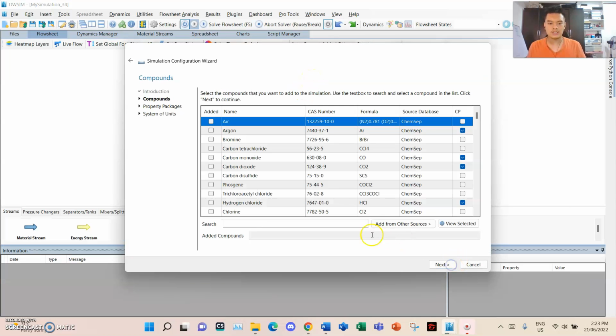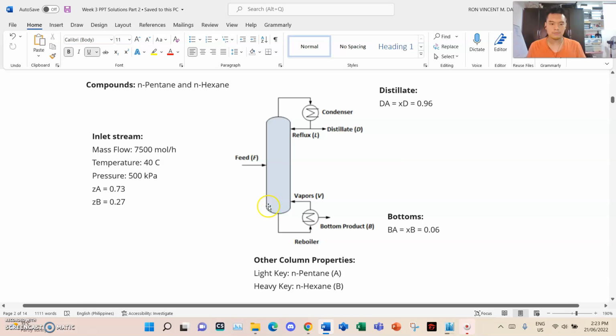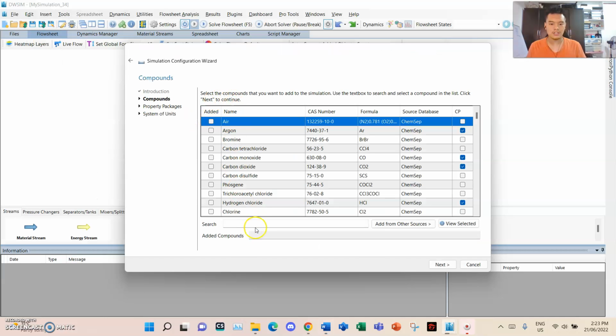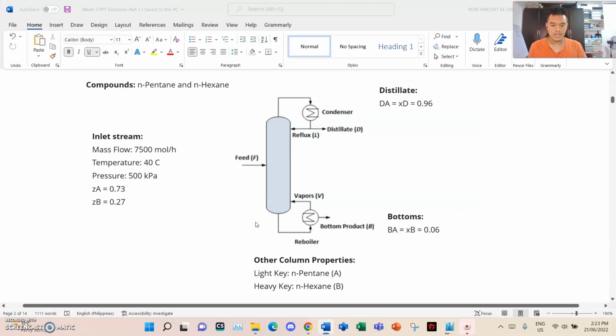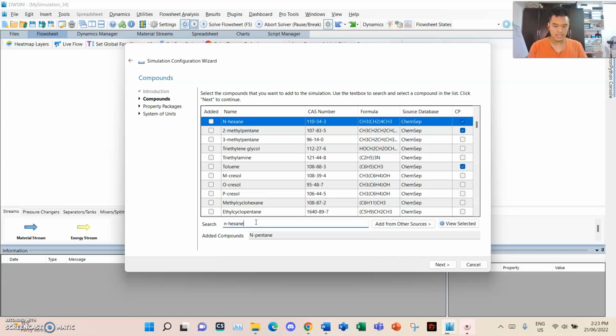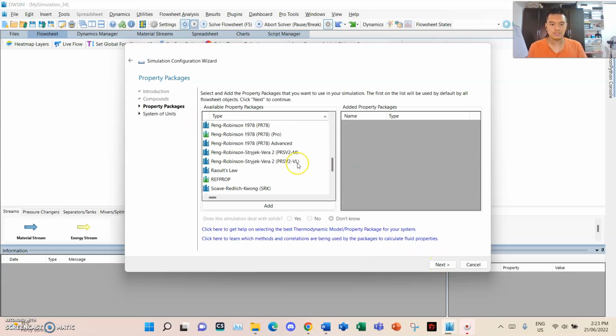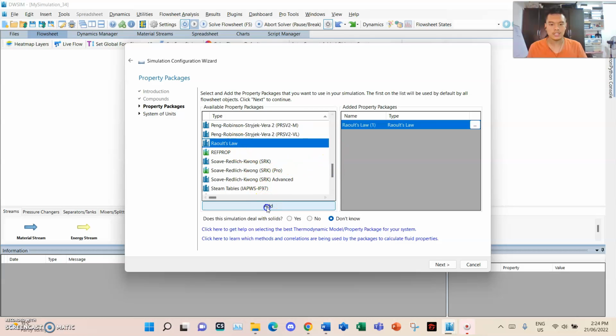So we'll click next, and what are the different parameters here? N-pentane, and another is N-hexane, normal hexane. Alright, that's it. The property package to be used is Raoult's law, so we'll find here Raoult's law, add it.